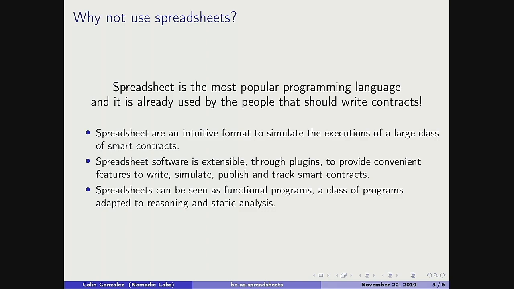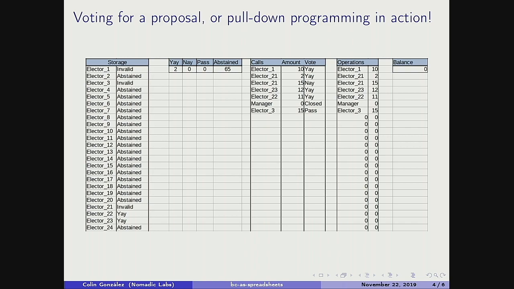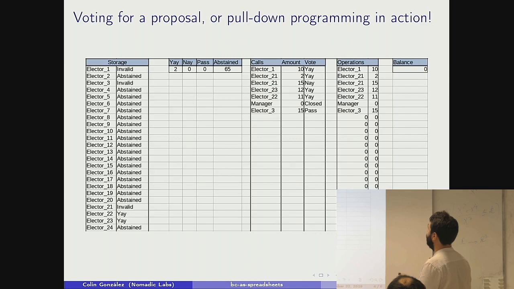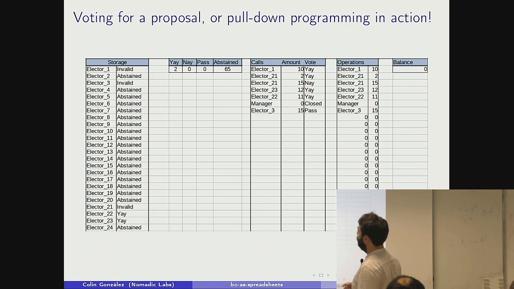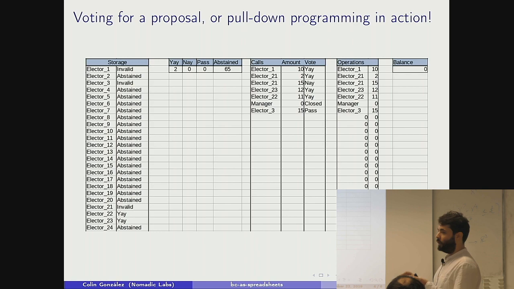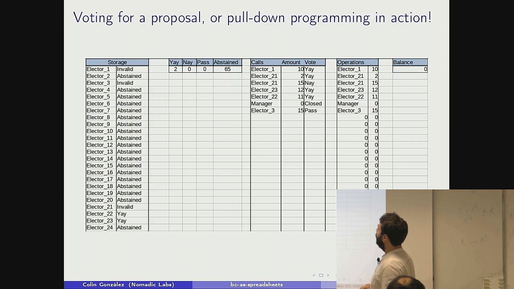So here's an example of how we imagine encoding a smart contract in a spreadsheet. Here is the storage. Here are the calls, which are the transfers to the smart contract. And here are the issued operations and the balance. We need to make these sections of the smart contract explicit to ease the process of compilation. But in fact, all we're saying is that we're making computations from the calls to the operations, and perhaps we have some intermediate computations. Here we have hidden them. But essentially, this is our contract.